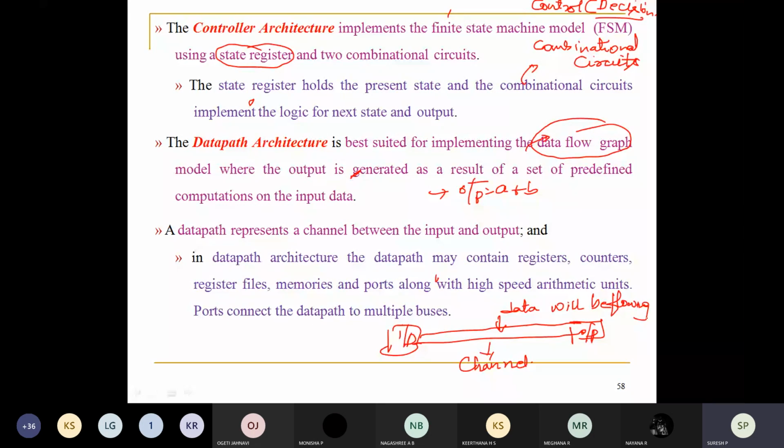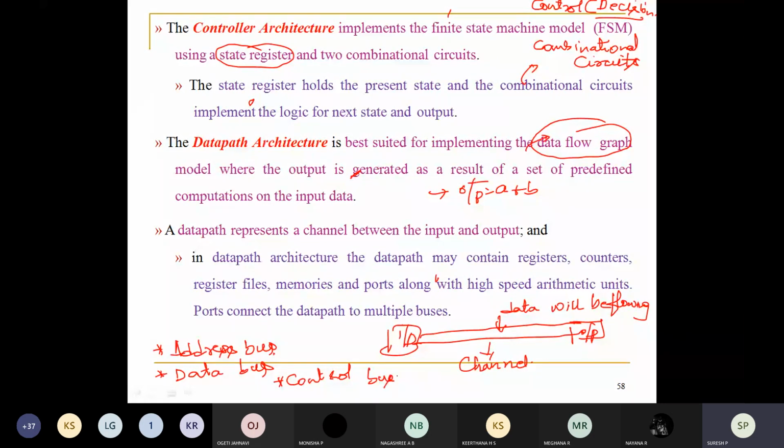Whatever ports you have, the ports basically connect the data path to multiple buses. You are going to have three different buses. One is your address bus, the second is your data bus, and the third one is your control bus, which you people have come across. So these ports connect the data path to multiple buses.